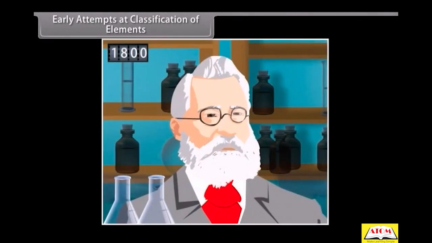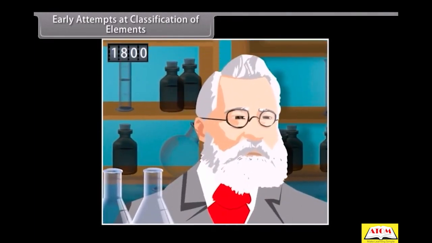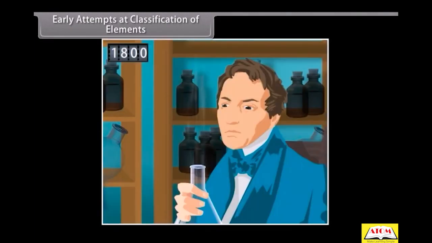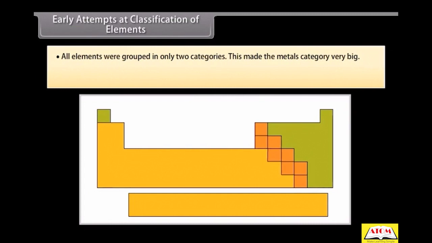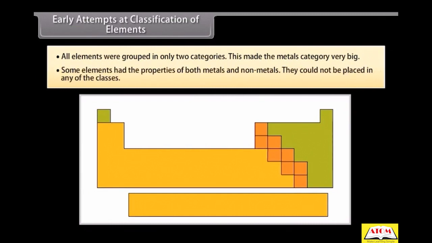Early attempts at classification of elements. In the early days, scientists classified elements purely on the basis of whether they were metals or non-metals. This had its own limitations. All elements were grouped in only two categories. This made the metals category very big. Some elements had the properties of both metals and non-metals. They could not be placed in any of the classes. This increased the need to identify some kind of pattern or regularity in the properties of the elements and then classify them.